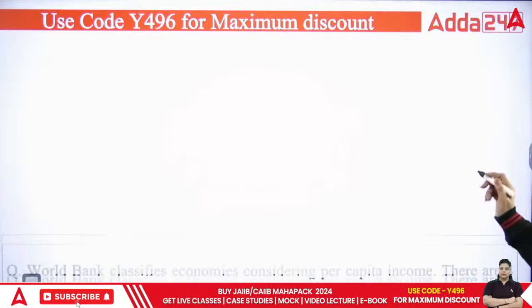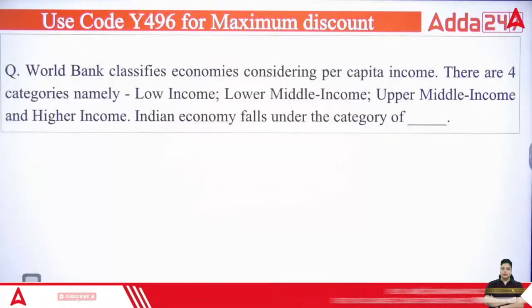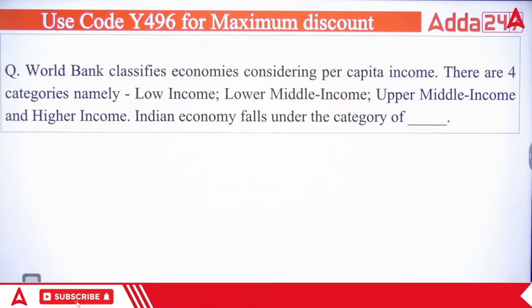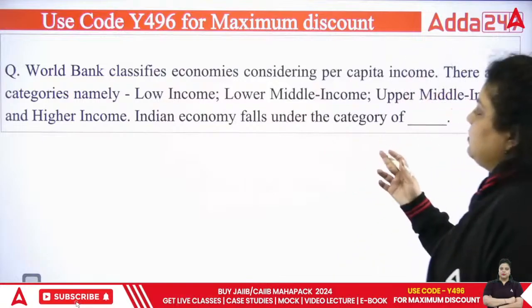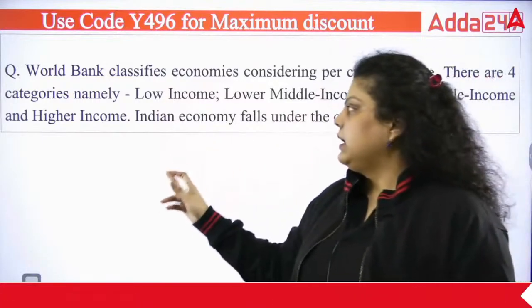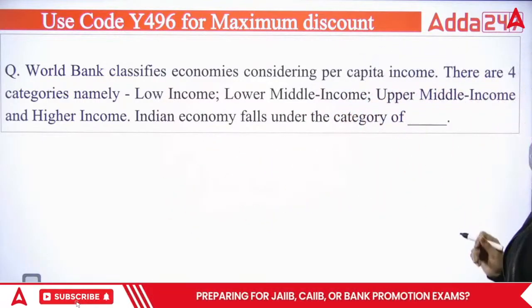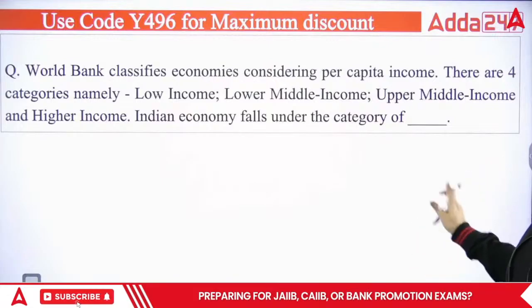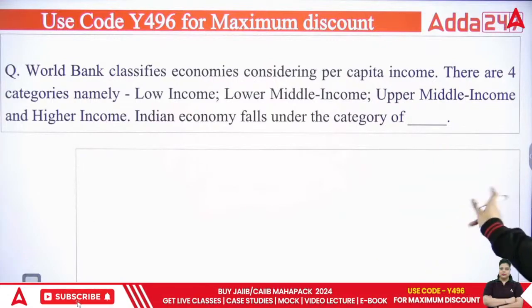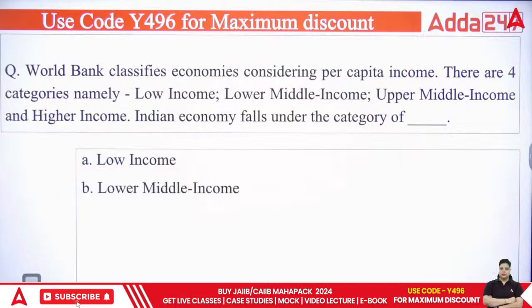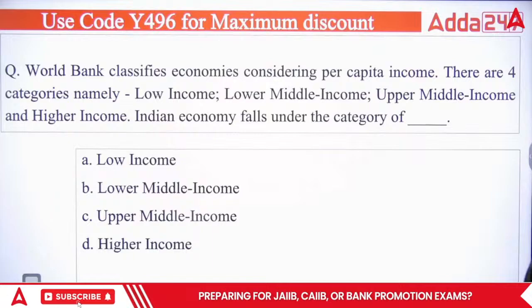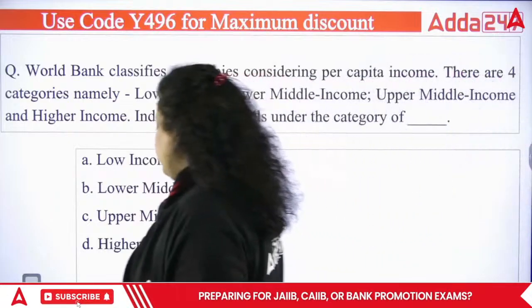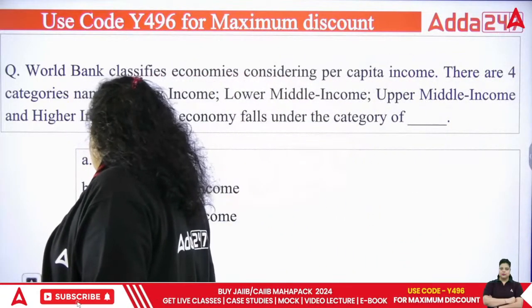Okay, so let's start. The first question in front of you is about World Bank classifying economies considering per capita income. There are 4 categories, namely low income, lower middle income, upper middle income, and higher income. Indian economy falls under the category of dash. In which category does the Indian economy come? We have first low income, second lower middle income, third upper middle income, and fourth higher income. So now you have to answer which of the following is correct. And this question has been asked.